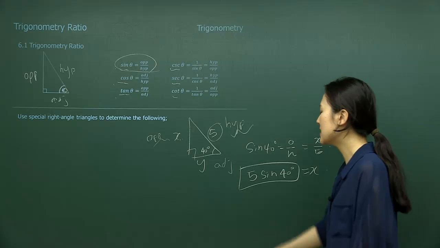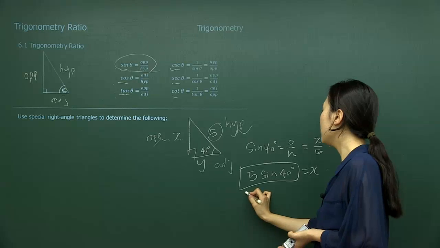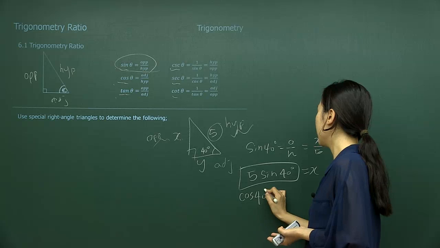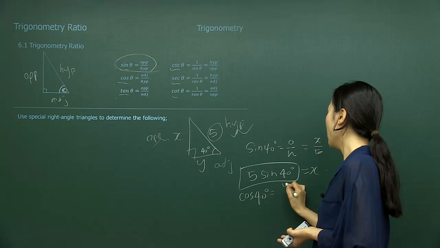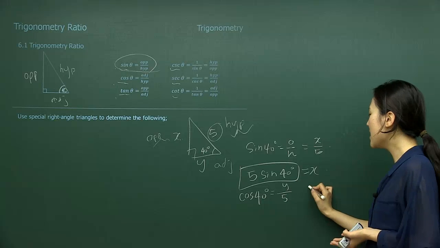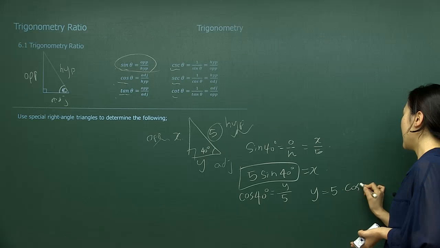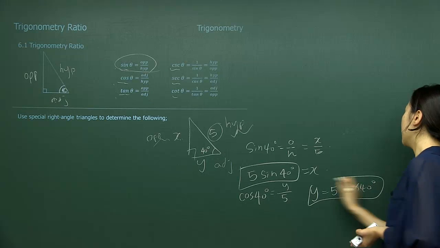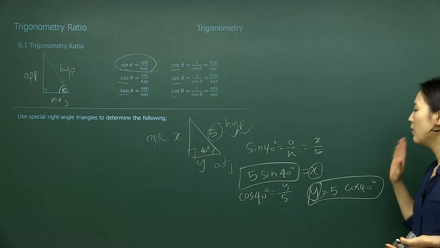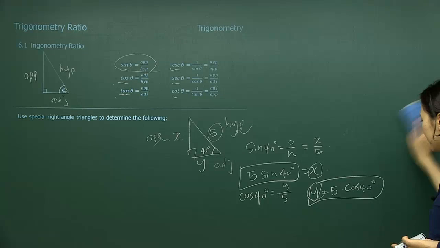And for the same reason, since y is the adjacent of the triangle, you can use the cosine, where the ratio for the adjacent is y over 5, the hypotenuse. You may get your y as 5 times cosine of 40 degrees. So put that in your calculator and you will be getting your x and y. Really simple. Learn the ratio and you'll be okay.